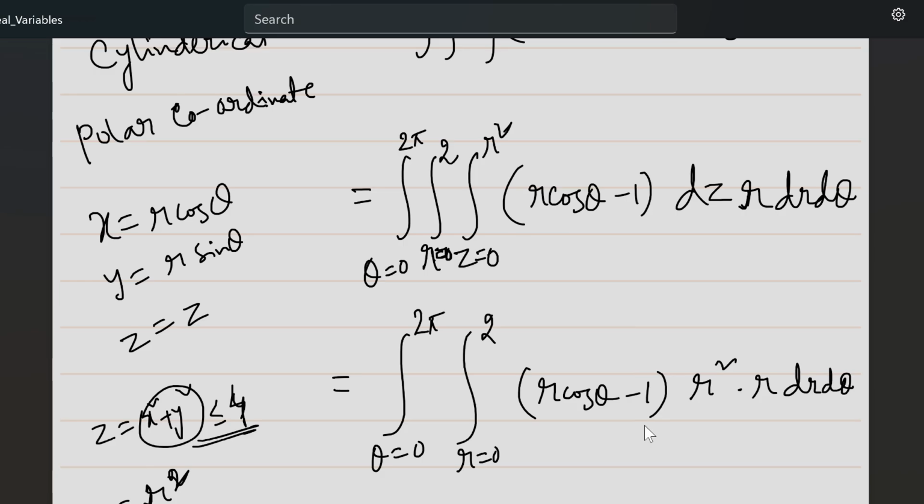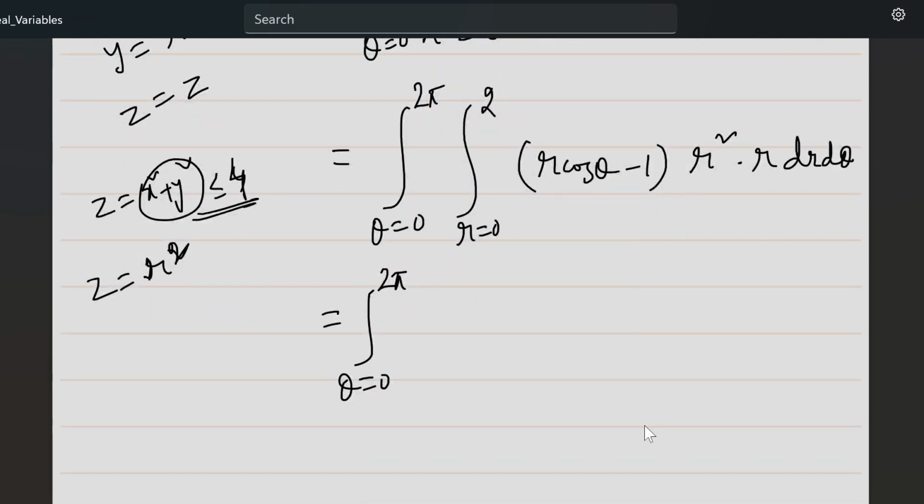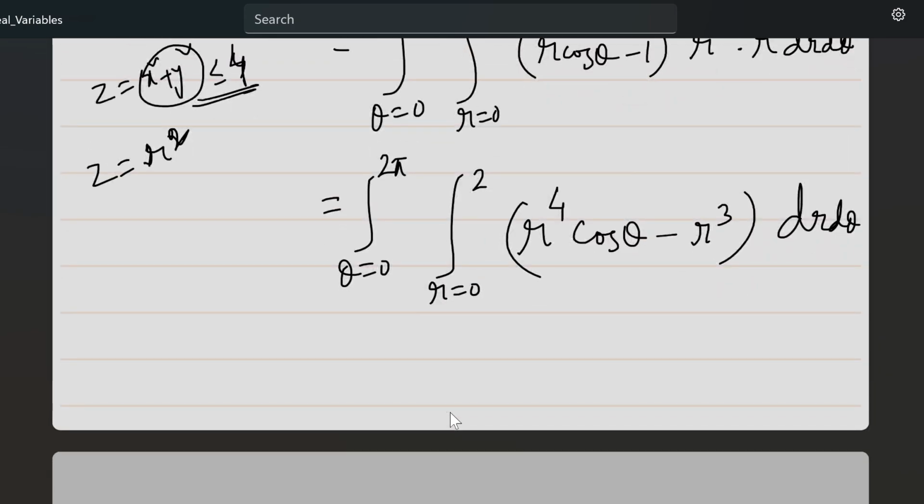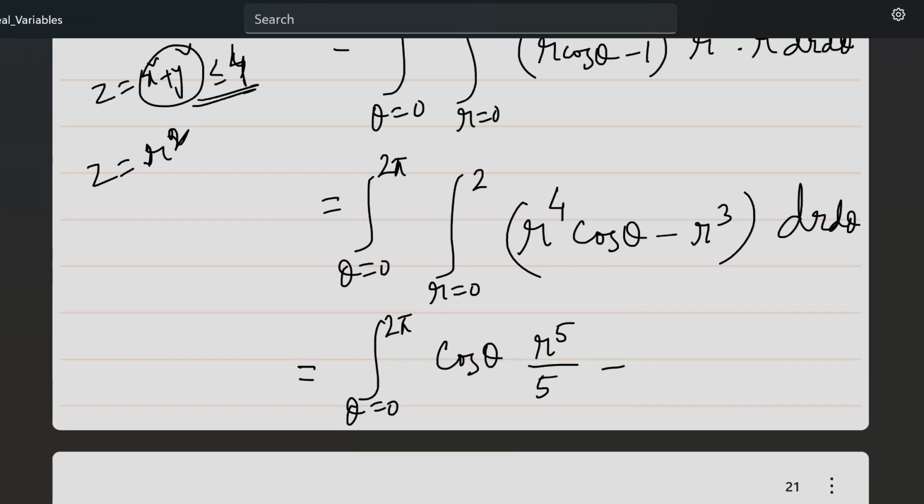Okay, so theta equals 0 to 2 pi, r equals 0 to 2, r power 4 cos theta minus r cube dr d theta. So this is r power 4 minus r cube. Now you integrate with respect to r first, then with respect to theta. So it is r power 5 by 5, and cos theta will come outside, r power 5 by 5 minus r power 4 by 4, r varying from 0 to 2, d theta.